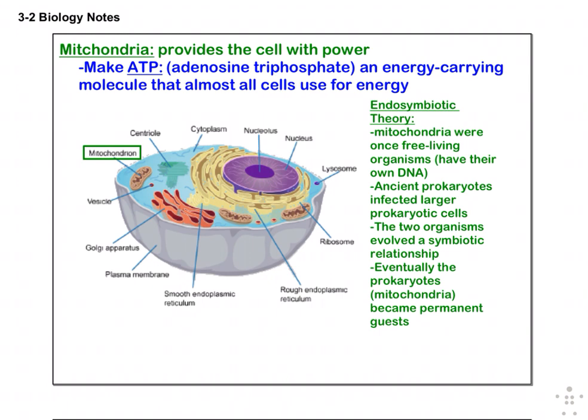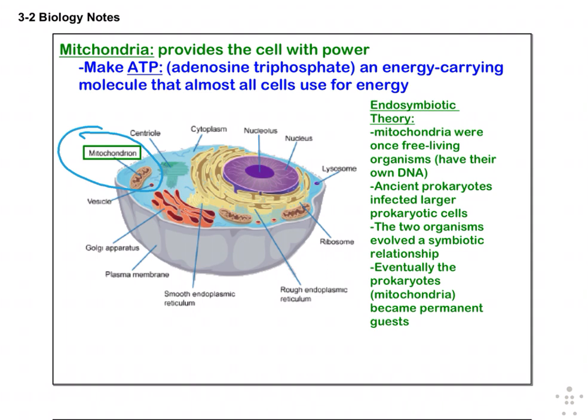So there's this theory called the endosymbiotic theory that states that mitochondria, these little organelles, were once free-living organisms. That means they weren't inside anything. They got to live all on their own, and they had their own DNA since they were free-living. And so what scientists think happened is that there was an ancient prokaryote that infected the larger prokaryotes. So the smaller one was probably the mitochondria, as we know it today, and it decided to infect a host cell. And well, then instead of actually infecting it, it kind of just all worked out.